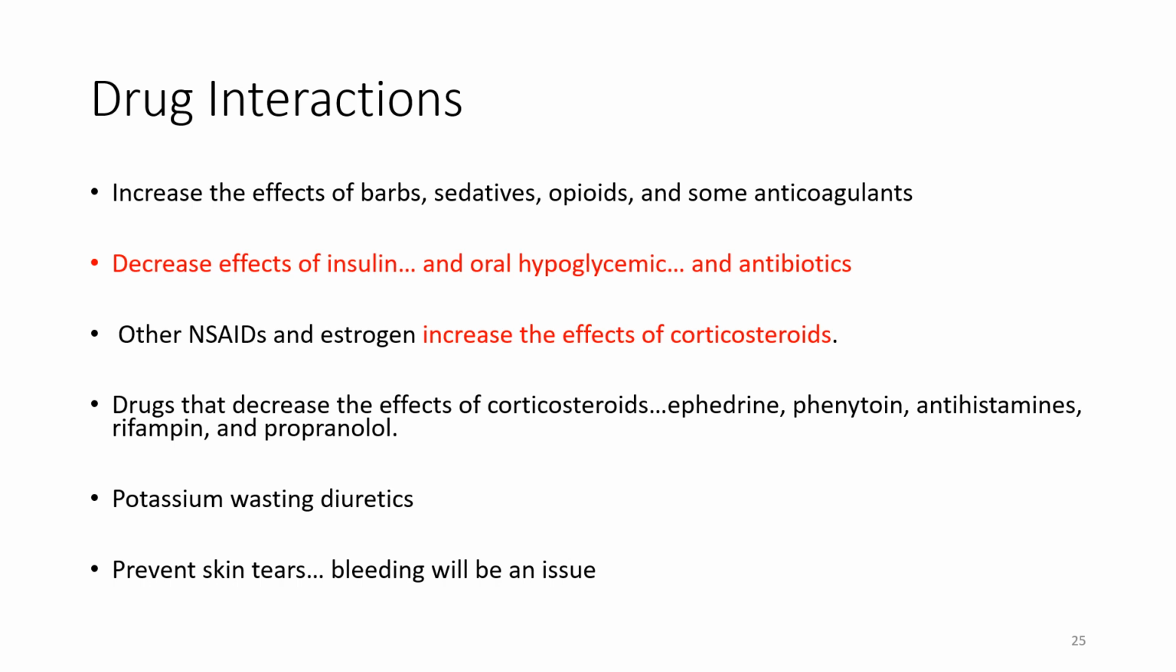Antibiotics, it also decreases the effects of antibiotics, okay? Now, other NSAIDs and estrogen, of course, increase the effects of corticosteroids. So estrogen, studies have shown that people who have a higher level of circulating estrogen also have a higher level of cortisol. So if we have a higher level of cortisol and we're also taking corticosteroids, then we're seeing a greater effect. So that's how it increases that. Okay, so it's kind of like a double dose of cortisol.